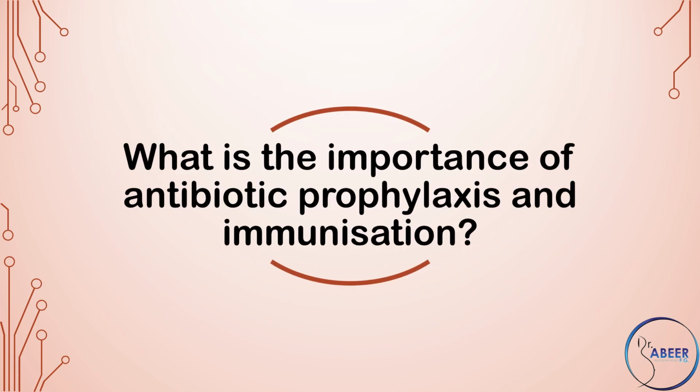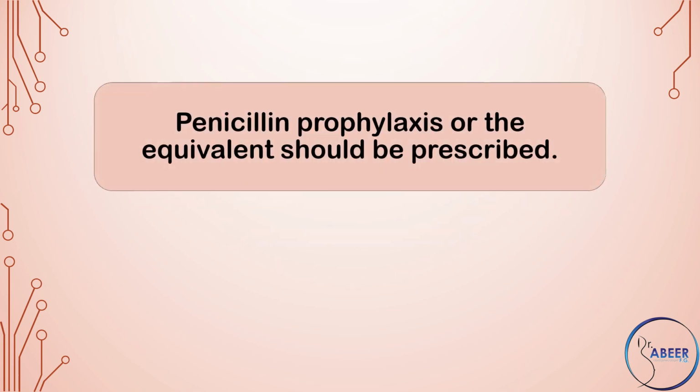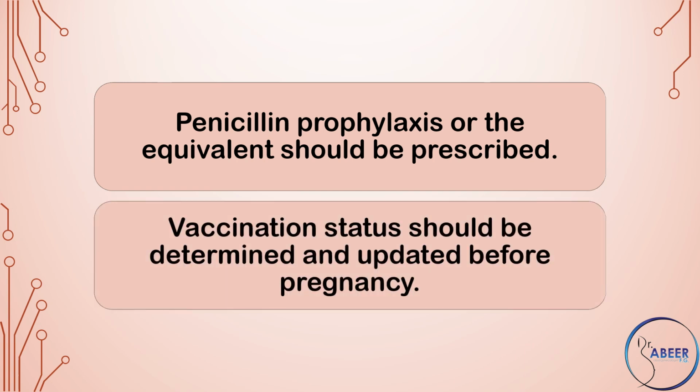What is the importance of antibiotic prophylaxis and immunization? Penicillin prophylaxis or the equivalent should be prescribed. Vaccination status should be determined and updated before pregnancy.